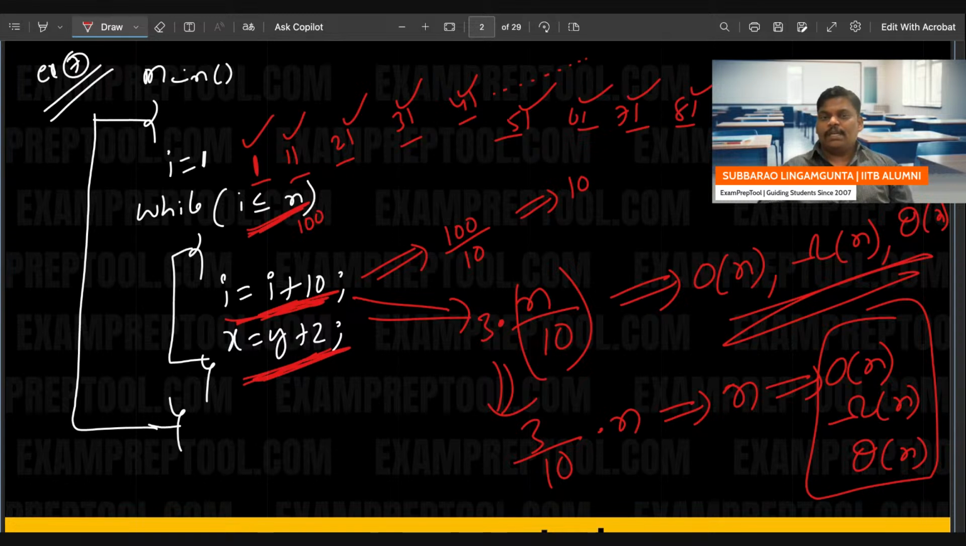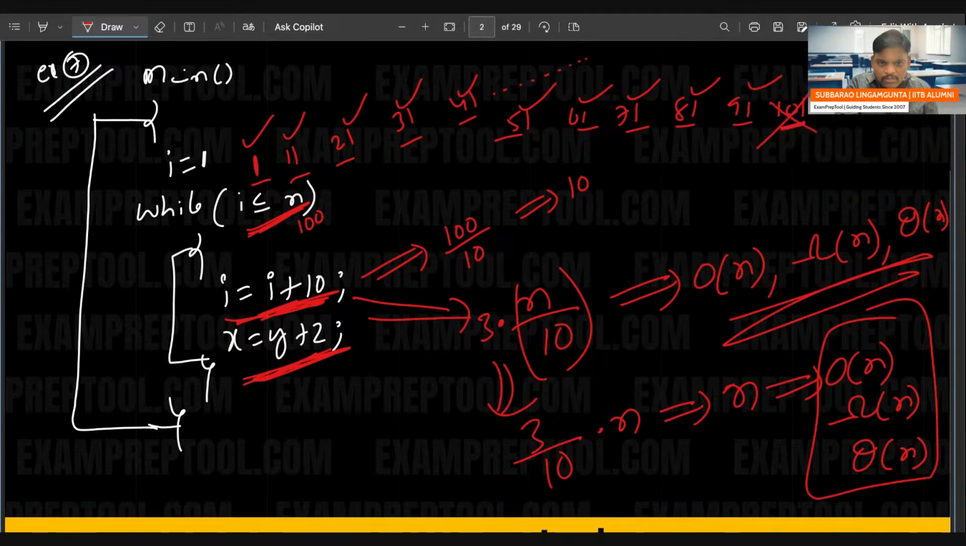Check once, Sahil, whatever you said is right. You said the answer as n, right? You are right. The answer is actually 3 by 10 n. If you say n by 10 also right, if you say 3 by 10 n also right, if you say simply n also right. All three are right.